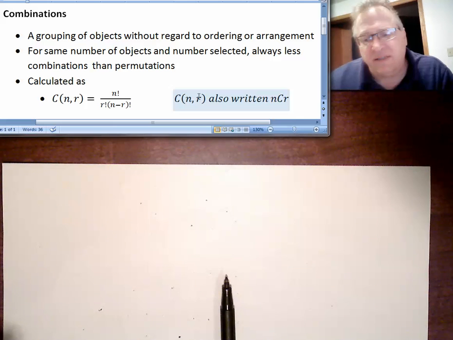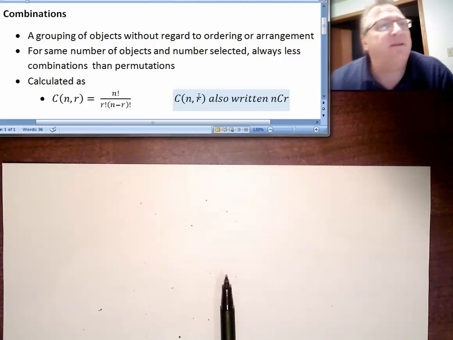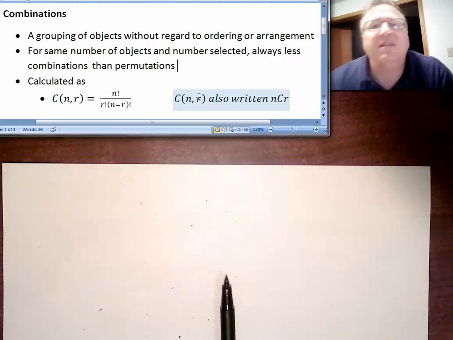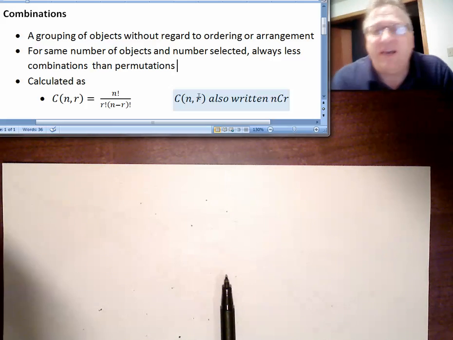Once again, another clue that might help you in certain problems is keeping in mind that given a certain set size and certain number selected, the number of combinations is always less than the number of permutations. Again, let's refer to my word diagram, and you can see how we calculate combinations.